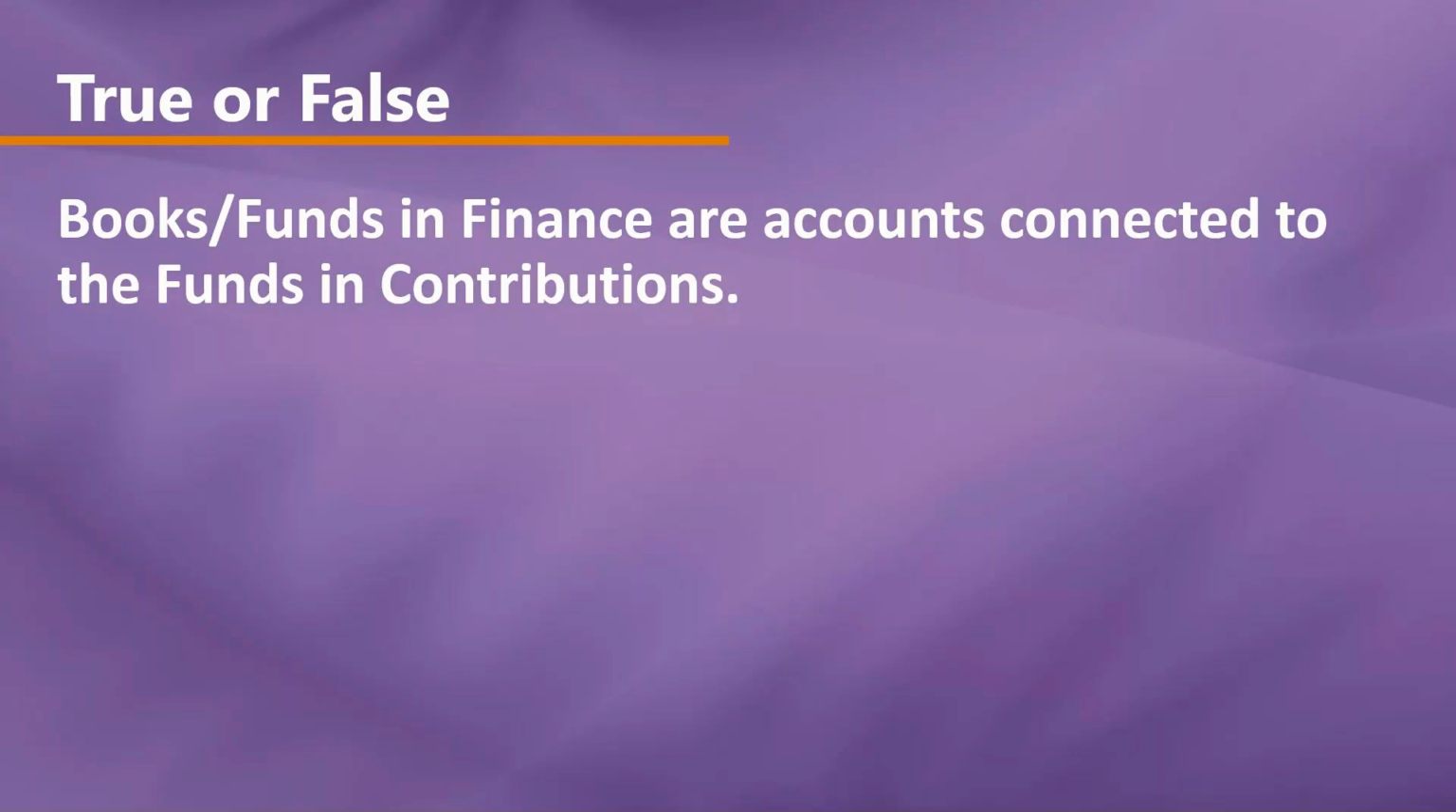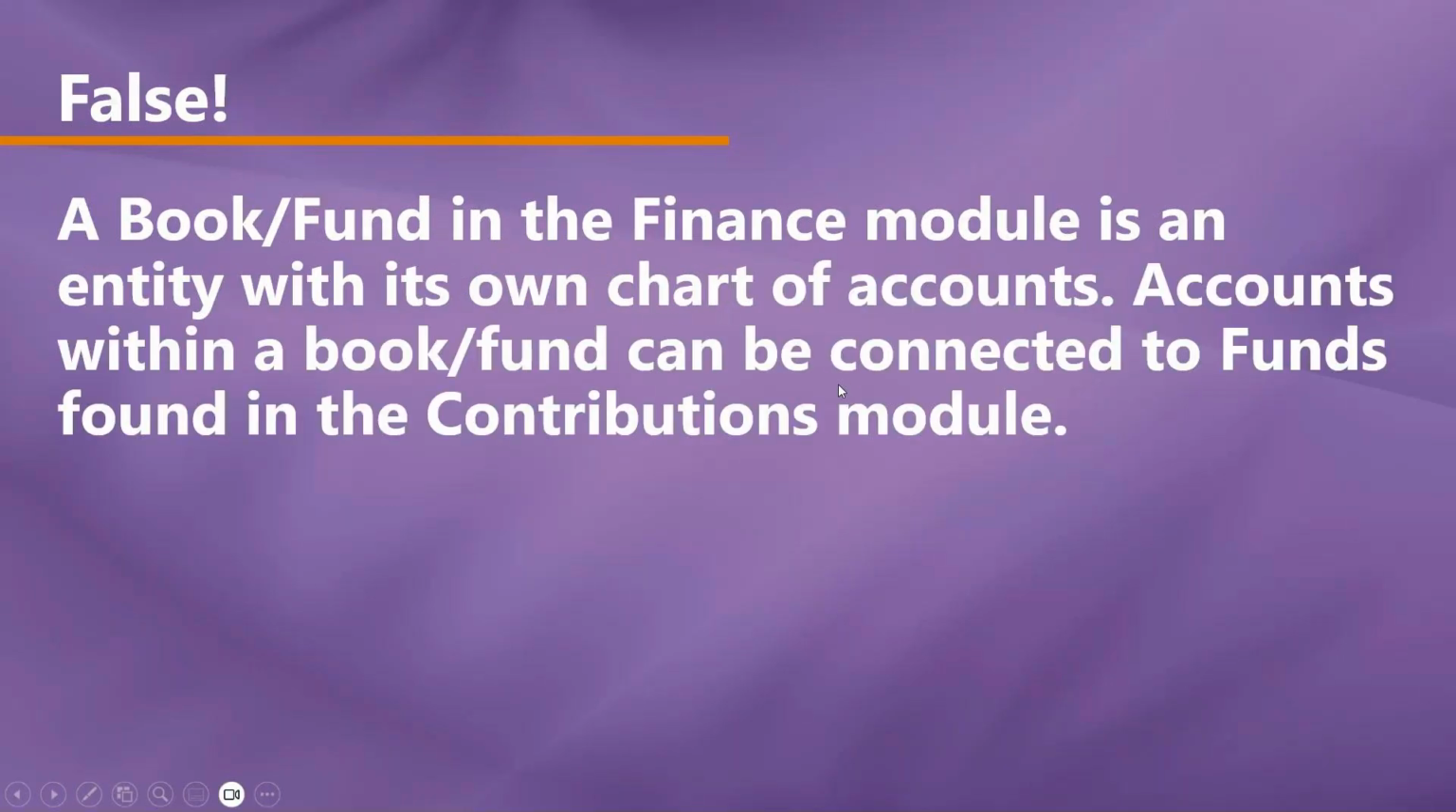All right, I'm going to go ahead and end that poll. It looks like we got a 50-50 split of what people have answered. So let's look at what our answer is. And it's false. A book or a fund in finance module is the accounting entity for your church. It's what holds your whole chart of accounts. Accounts within a book or fund can be connected to your funds and the contributions module, but the book or fund itself is your whole chart of accounts, your whole set of books. So share that result, close the poll.